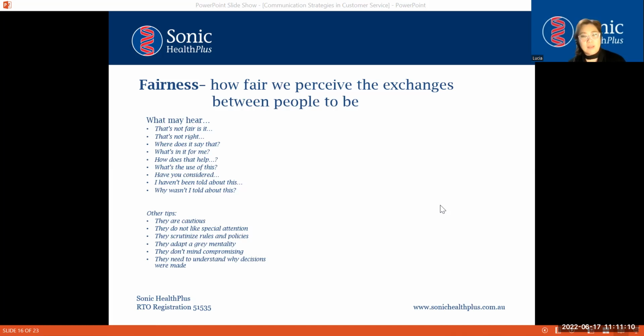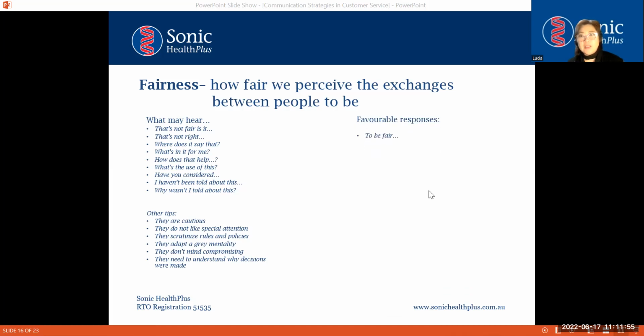So they question that a lot and they challenge it. Other tips: they're cautious. They do not like special attention because fairness is there. They scrutinize rules and policies. They adopt a gray mentality. So it's black and white, and they're trying to adapt to what's in the middle because they're trying to go, okay, we've got to have a balanced approach here. They don't mind compromising for as long as it's right for everybody. They need to understand why decisions were made, because if there's injustice, and some important elements that may affect others may not have been considered, then they're trying to think of those things.